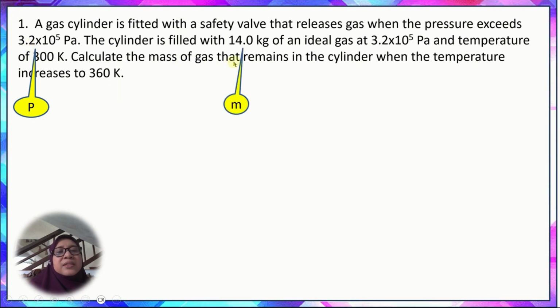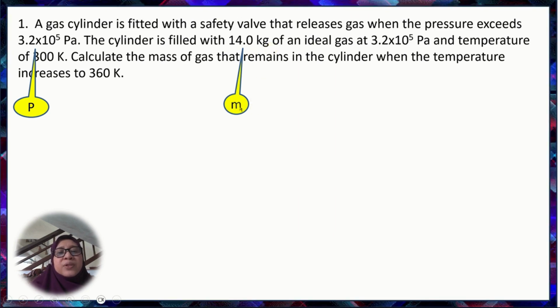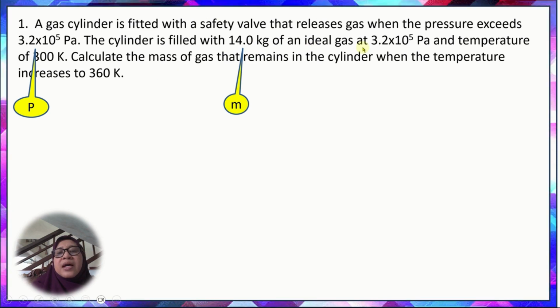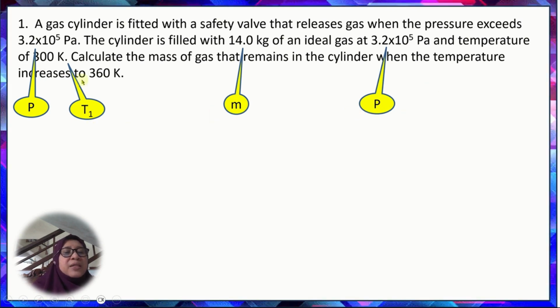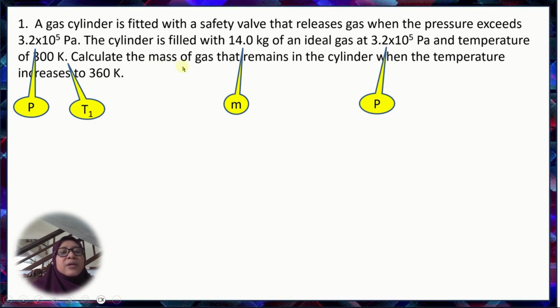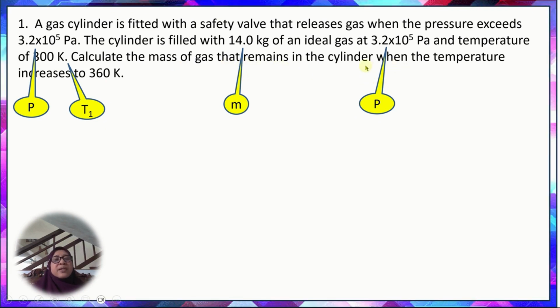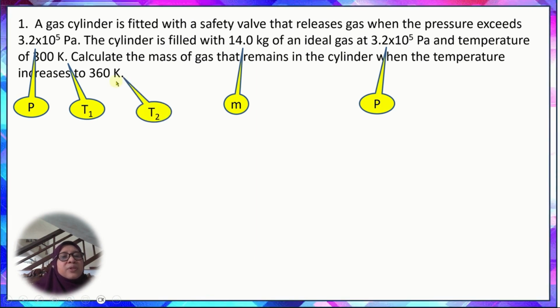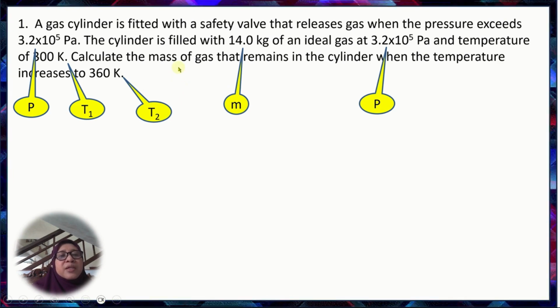The cylinder is filled with 14.0 kilogram. So this is the mass for this pressure and the temperature. All of this is M1, P and T1. Then we are going to calculate the mass of the gas that remains in the cylinder when the temperature increases to 360 Kelvin. So this will be temperature 2, and this will be mass 2.